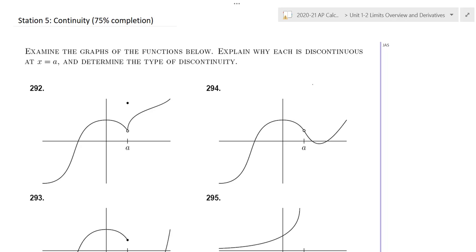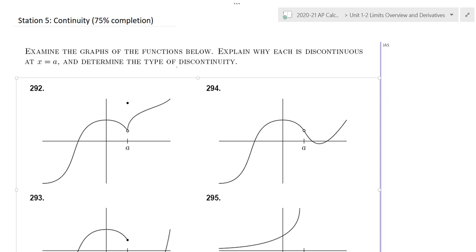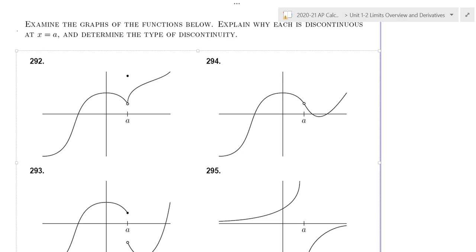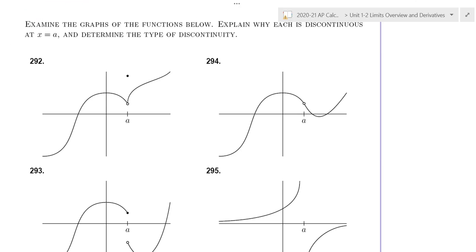Alright guys, here's going to be a quick overview of Station 5, which is dealing with continuity in terms of limits. So I'm not going to spend too much time on these guys right here. 292, it says examine the graphs and determine why each is discontinuous and what is that type of discontinuity.